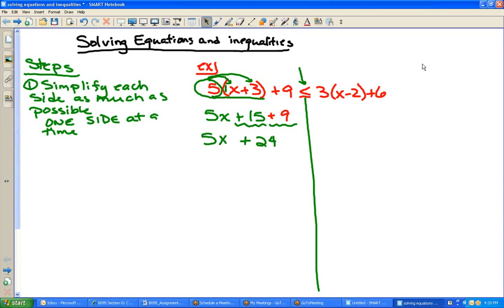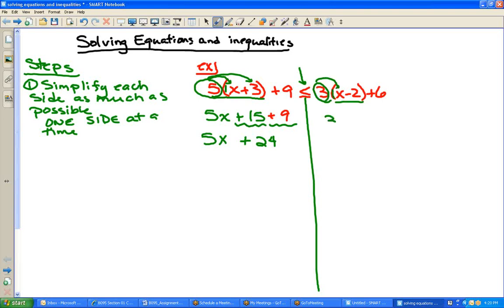So now I'm down to two terms. One's got an x. One doesn't, so they're not like terms. Can't do anything else with it. So going to the right side, I'm going to do the same thing. I've got to look at order of operations. Order of operations, remember, tells you to go left to right, but you have to start with parentheses. So starting with my parentheses, I'm looking at an x minus 2, not like terms. Can't do anything else, so I got to take that 3 that's attached to it, multiply it through.